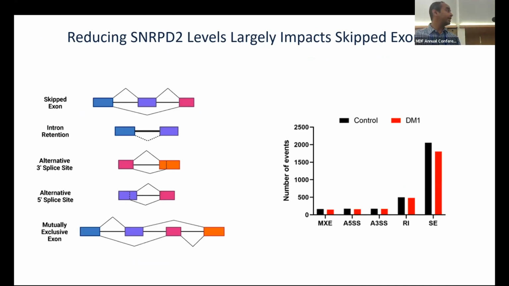And to more broadly interrogate the transcriptomic effects, we then performed RNA sequencing following knockdown of SNRPD2, and assessed the major categories of alternative splicing. What we noticed is that when we knocked down SNRPD2 in both control and DM1 fibroblasts, it largely impacted skipped exon alternative splicing events. This is consistent with previous studies showing that modulating core spliceosomal components affects alternative splicing independent of splicing failure. A number of years ago, this was quite surprising because the spliceosome was always seen as important for basal splicing, and it wasn't really a regulatory entity.